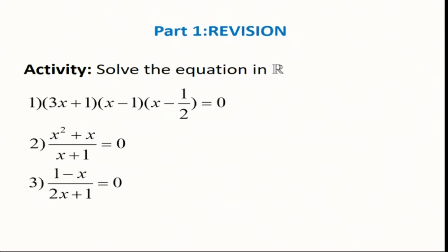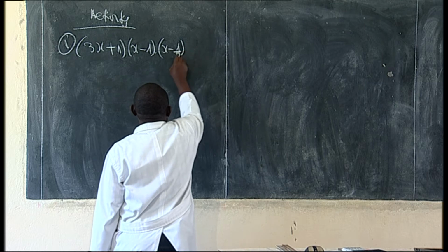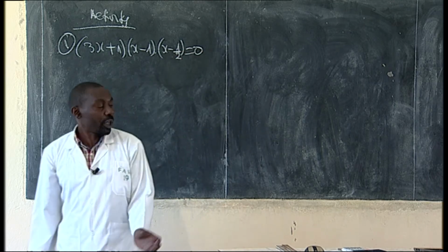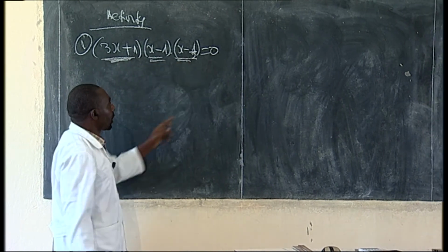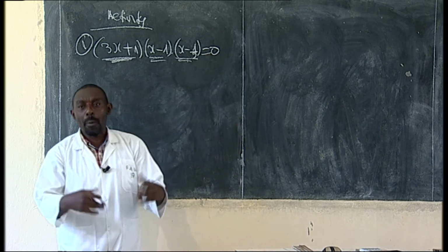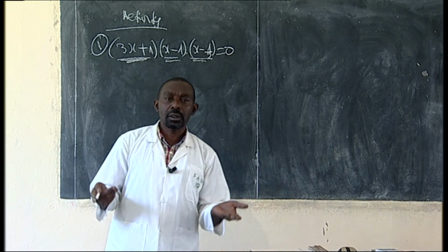Number 1, you have 3x plus 1, times x minus 1, then times x minus a half, equals 0. Already we have 3 factors, and each factor is a linear factor. As the right-hand side is 0, we are going to apply the zero product property.